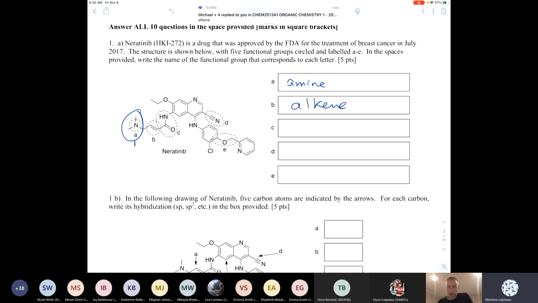C. There you go, Michael. Doing great. Amide. D is a nitrile. E is an ether. So just make sure that you can look at a molecule like this, pick out the functional groups and identify them in a question like this.